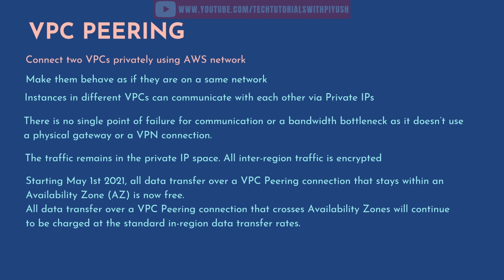Starting May 1st, 2021, all data transfer over a VPC peering connection that stays within an availability zone is now free. That means if you are peering two VPCs that are part of the same availability zone, the traffic between them is free, and all data transfer over a VPC peering connection that crosses availability zones will continue to be charged at the standard in-region data transfer rates.